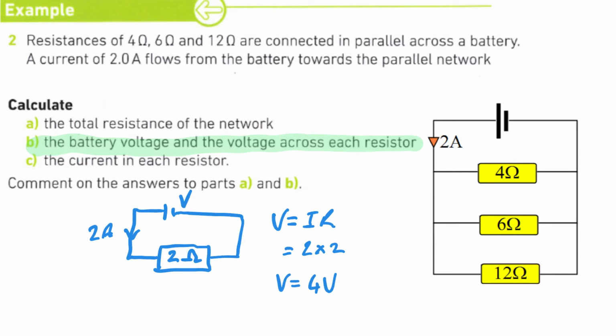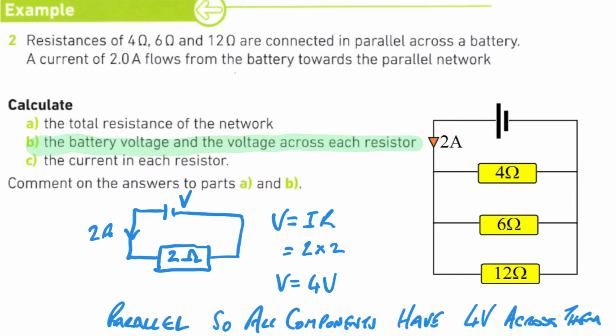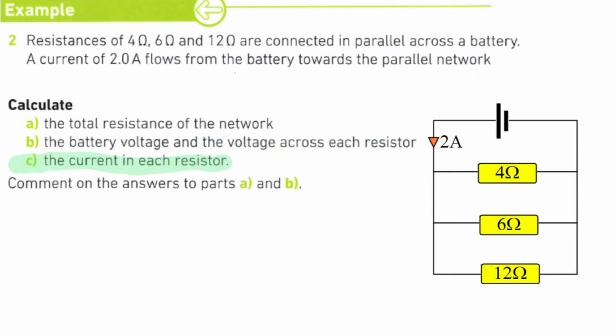Now it also mentions the voltage across each resistor, but again, as we said before, these are in parallel, so we already know the voltage across each resistor. All the components in a parallel circuit will have the same voltage. So if we find the voltage across one of them, in this case the power supply, the thing that's causing the voltage, it doesn't really matter. But if we can find the voltage somewhere in a parallel combination, we have found the voltage everywhere in that parallel combination.